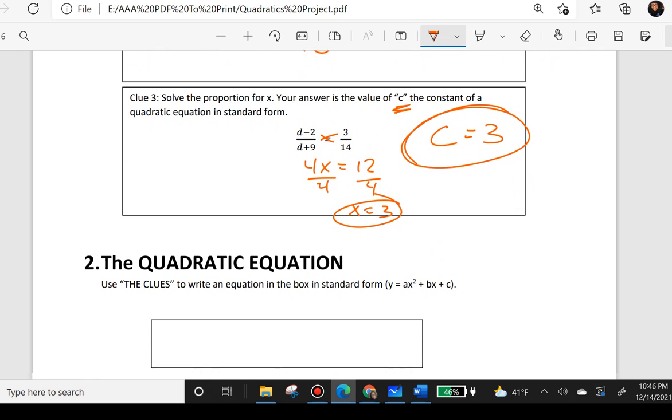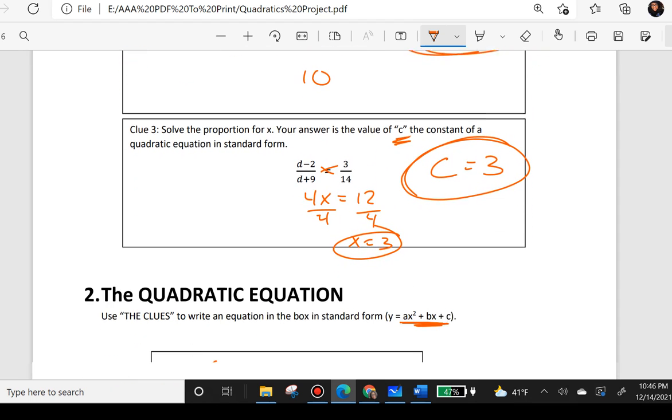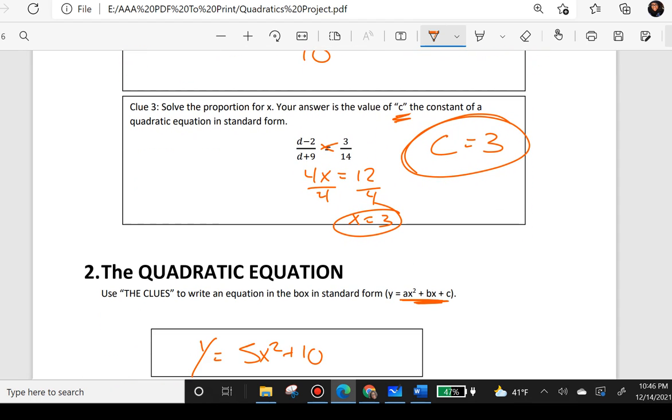So I'm going to use the clues to write an equation in the box in standard form. And remember, standard form is ax squared plus bx plus c. I just said that a was 5, so 5x squared. On my b, I got 10, plus 10x, and then for c, I got 3. So this is going to be the quadratic that I work with for the rest of this example.